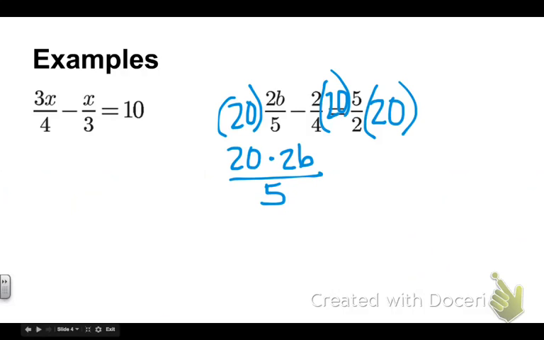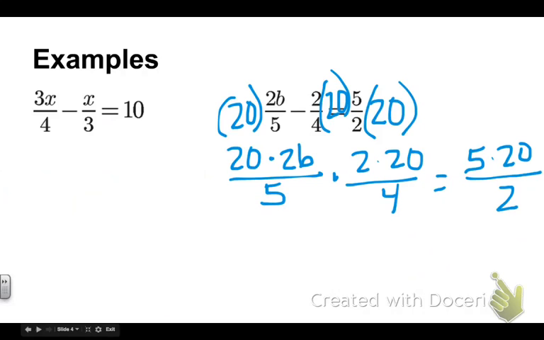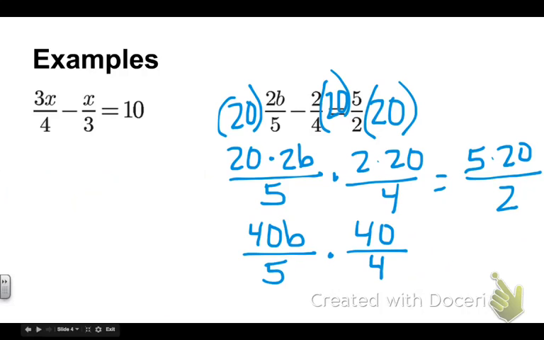20 times 2b divided by 5 times 2 times 20 divided by 4 is equal to 5 times 20 divided by 2. Right? So start simplifying. 20 times 2 is 40b divided by 5 times another 40 divided by 4 and 100 divided by 2. Some of you guys might be able to go straight from this first step to this third one, and that's fine. If you can see that and do it, go for it. I just want you to see what I'm doing. And now simplify.